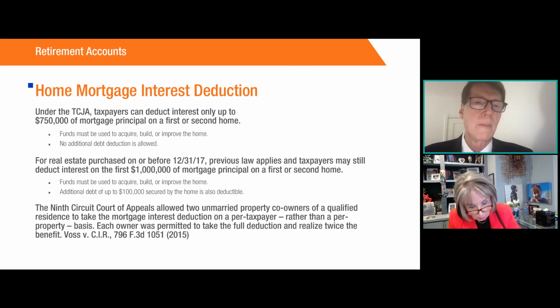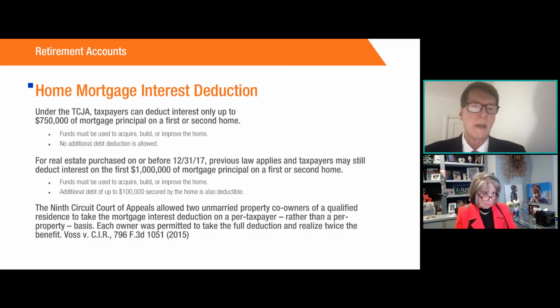And it doesn't matter whether they're doing married filing jointly or married filing separately. This only applies to unmarried people. So boyfriend and girlfriend go ahead and buy a house together. They've effectively doubled the amount of interest they can deduct. Suppose three friends buy a house together, and so on and so forth.